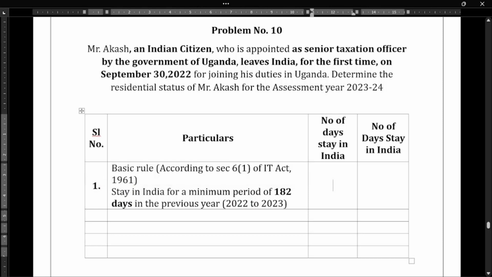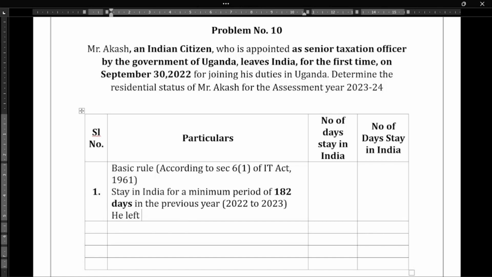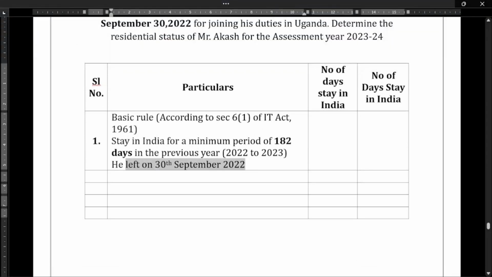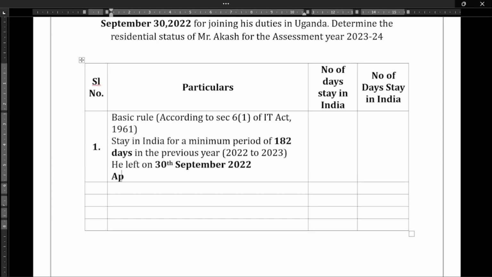Let us check that. Now they have told that he left on 30th September 2022. That means before that he was in India. So in the month of April he was there in India for 30 days, complete month. May also he was there the full 31 days. June also he was there for the complete month.